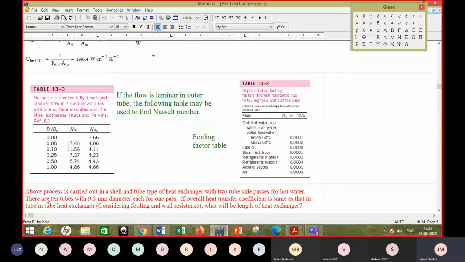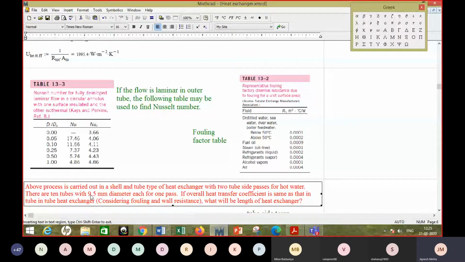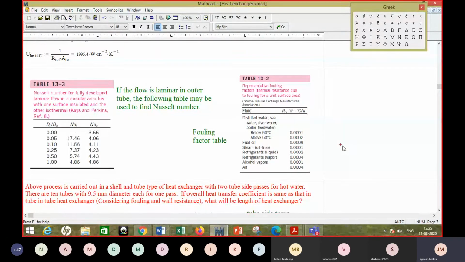And then you are going to take 10 tubes of 9.5 millimeter diameter in one pass, right? And there are two such passes, so there are in total 20 tubes. 10 into 2 passes, so 20 tubes. Overall heat transfer coefficient is same as that in the previous example, right? And so what will be the length of the heat exchanger in this case, right? That is what you want to find out.